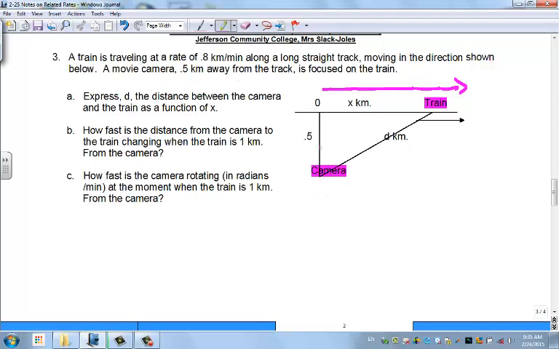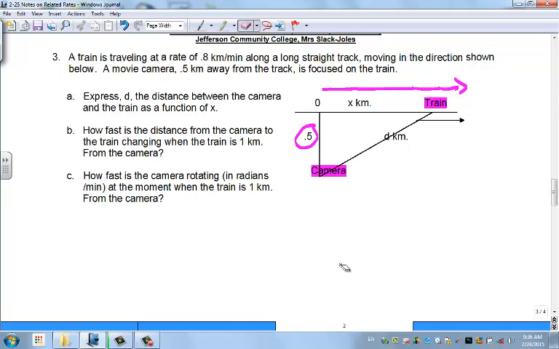So that camera is actually at a constant distance from the track, right? The only thing that's constant in this problem is this 0.5. That camera's not moving, it's 0.5 away from the track, and it's focused on the train. So if you can imagine, this camera is sort of moving in this direction. As the train moves, you've got to turn with the camera so that you can see the train. You can't just hold the camera still because the train will go by and you won't be able to see the train anymore.